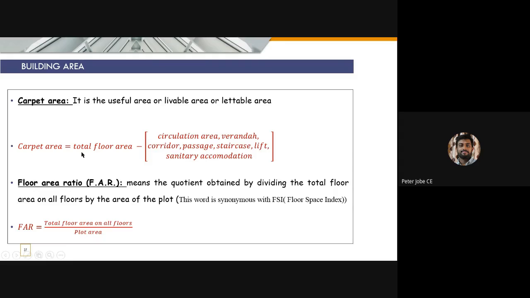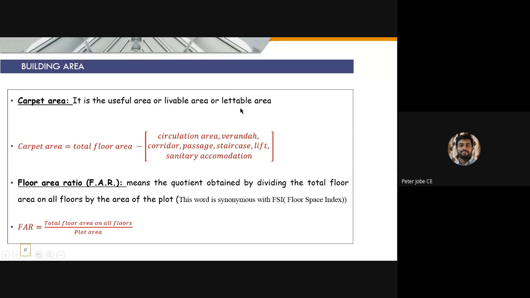Carpet area is equal to total floor area. That means total floor area means the total interior dimensions. We are not taking the area of the walls, but total interior dimensions minus circulation area, veranda, corridor, passage, staircase, lift, sanitary accommodation. So if you want to find out the carpet area for the building, we'll find out the total floor area of the building and subtract all the areas like circulation area, veranda, corridor, passage, etc. If you see the definition, it is a useful area or livable area or lettable area.